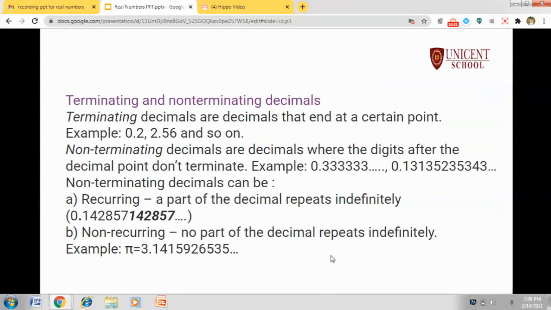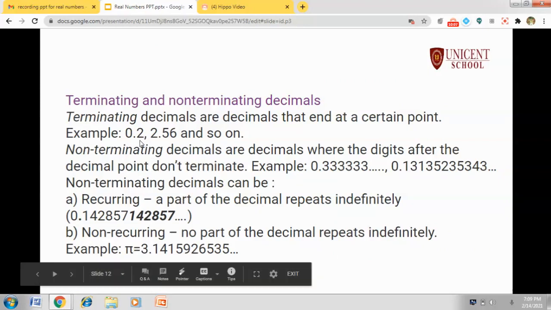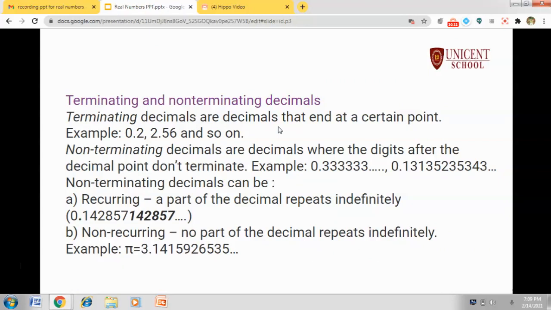Now, terminating and non-terminating decimals. What are terminating decimals and what are non-terminating decimals? Terminating decimals are the decimals that end at a certain point. It has an end point. I mean, 0.2, 2.56, they all stop. Whereas non-terminating decimals do not terminate, they don't stop. Example, 0.33333 and so on. Here there is no end for it.